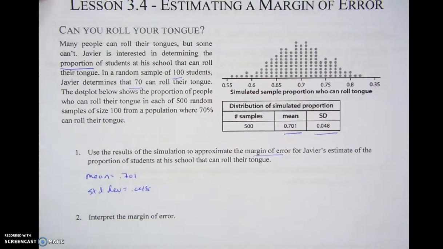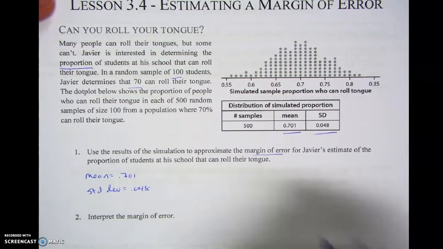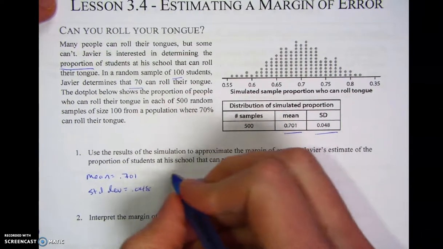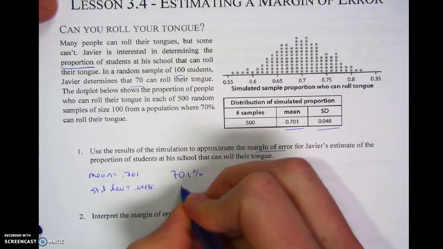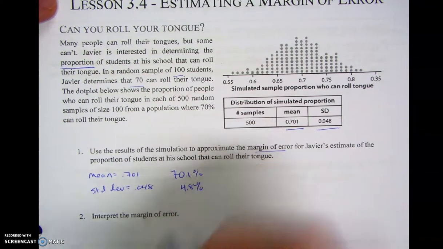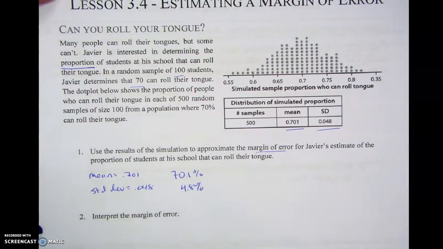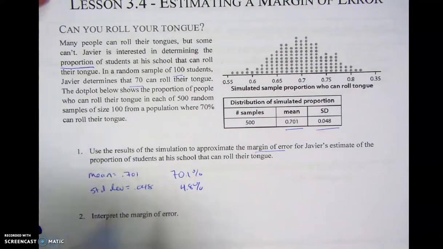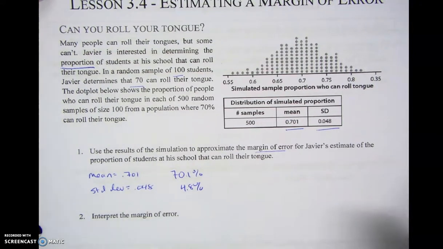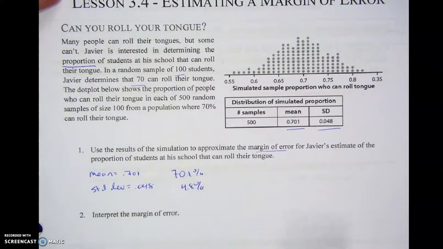Now this is a proportion which we know means a percent. So if we'd rather convert these both to percent, 70.1%, 4.8%. So if you'd rather do that, you absolutely can. And a lot of times it's going to be easier to put sentences in there when we just deal with this as a percent. That's only if it's a proportion. If it's a mean, we do not turn it into a percent. So a proportion is a percent. A mean stays in whatever units we're talking about.